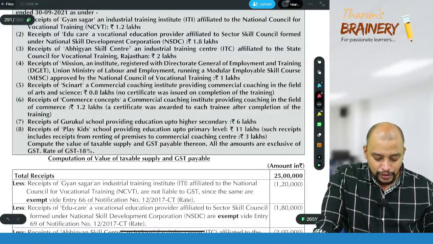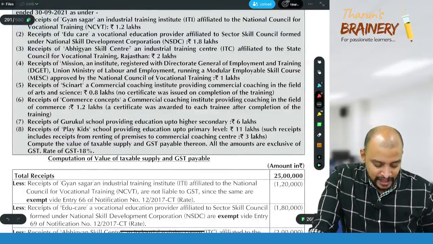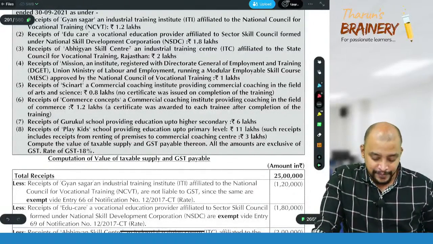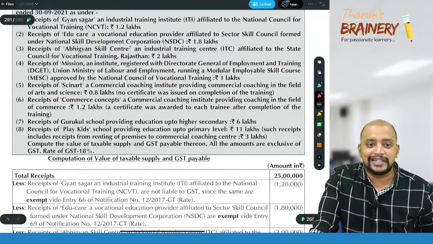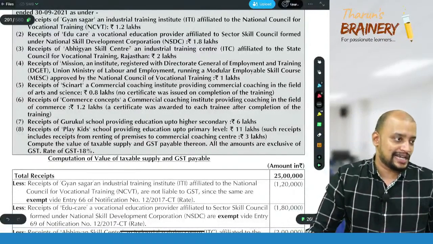Receipts of Gurukul School providing education up to higher secondary, category 1, exempted. Receipts of Play Kits, no need to see, that will be exempted. Such receipts include receipts from renting of premises to commercial coaching, taxable, because they are not providing services to students, faculty, staff.